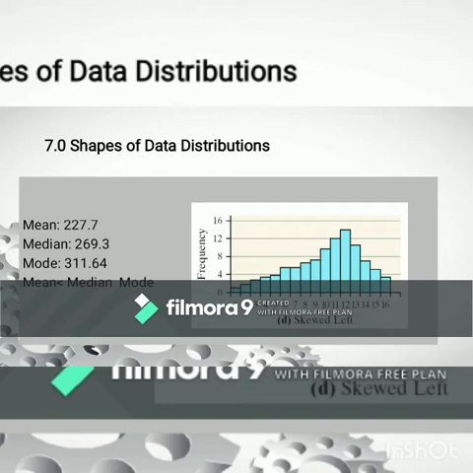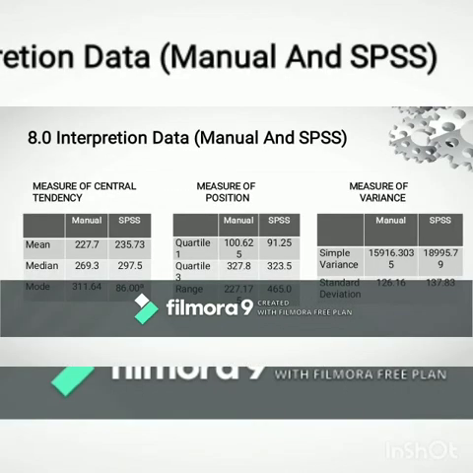So here I will talk about shape of data distribution. The mean showed 227.7, the median showed 269.3, and the mode is 311.64. So as we know, the shape of the data is squeezed to the left. Next, I will talk about interpreting data by manual and SPSS. Here they are measure of central tendency, measure of position, and measure of variance. I will conclude that the final results of SPSS show different results for these three measures, which means the manual and SPSS results are not the same because the SPSS cannot read the correct data.